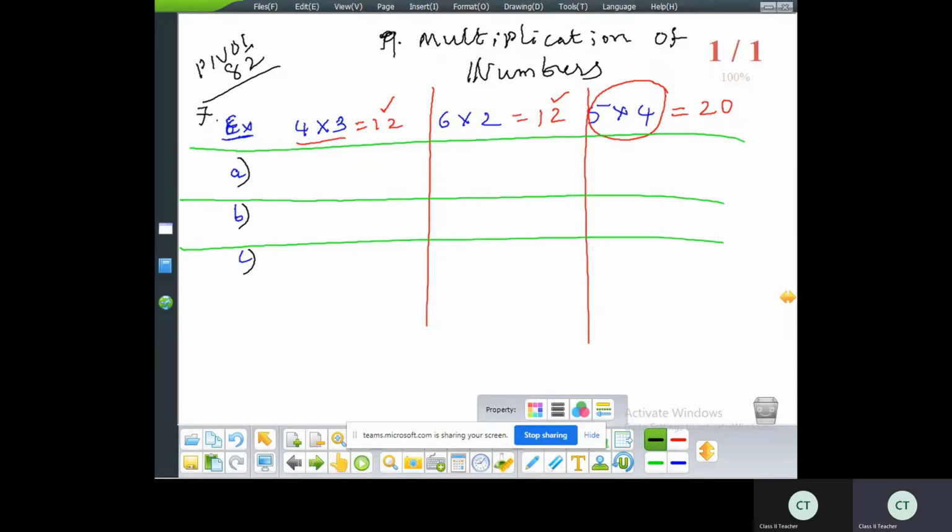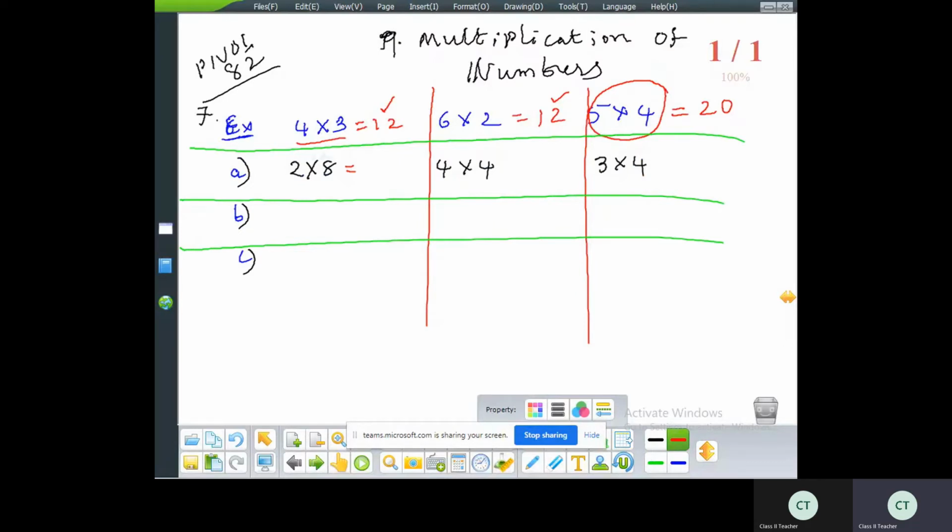Question A. 2 into 8, 4 into 4, 3 into 4. Now find the product of 2 into 8. 2 is multiplied by 8, or 2 times of 8.